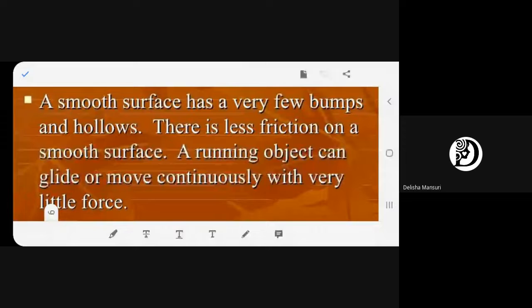Take another smooth surface. Allow the ball to roll. The distance that will be covered with the same force on the rough surface and on the smooth surface will be different. The distance covered on the smooth surface will always be more than the distance covered on the rough surface. You agree? Do you agree, beta? Yes, ma'am. Do you agree?